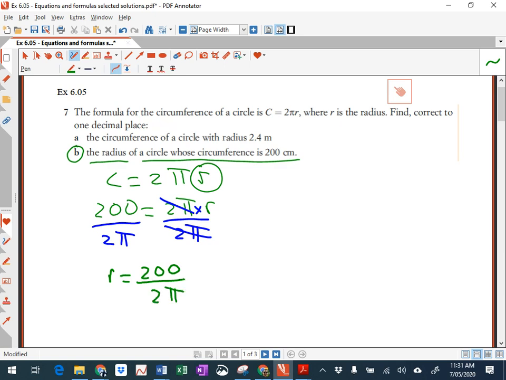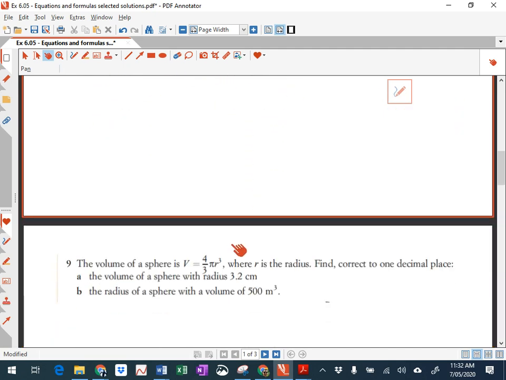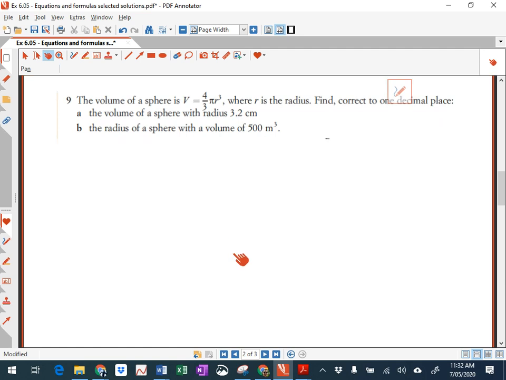And then you've got to work it out to 1 decimal place. So get your calculator out. Use your fraction button, 200 over 2 pi equals 31.8. That's an approximation, and that should be in centimetres. So that's 605 question 7b. And the other question that people had trouble with was 9b. Now, let's have a look at 9b.